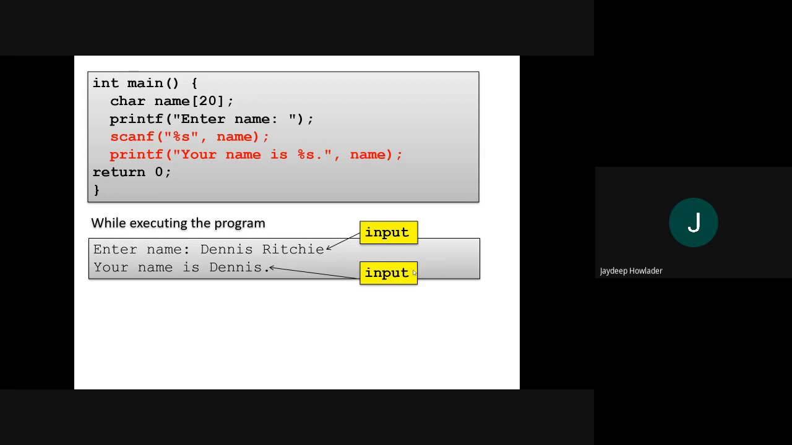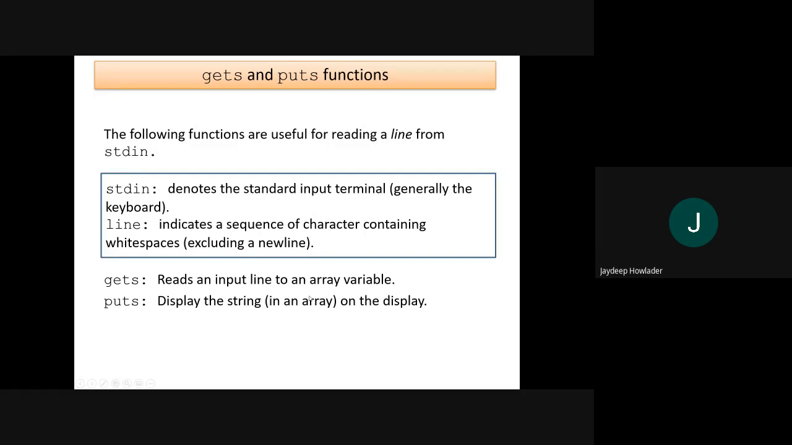So in a nutshell, scanf does not consider any white space in your string. Okay. So then what we can do is use another function, gets and puts. Gets means get string. Instead of scanf, I can use gets and puts. The puts function displays the string on the monitor. Gets is basically reading the string from the keyboard.